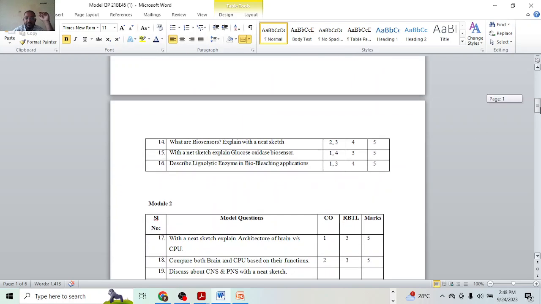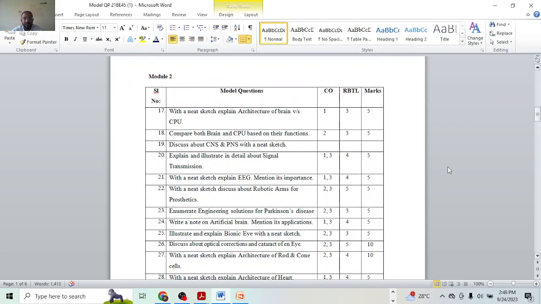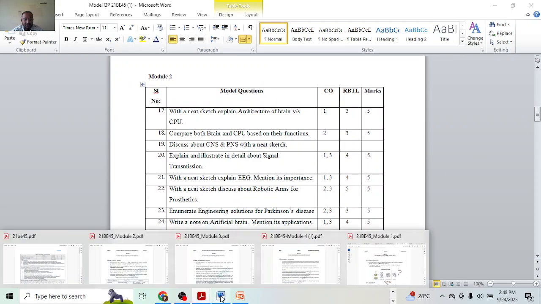So like that you have to define. Here, define protein. You have to only define protein. Don't keep on explaining whatever is there in the introduction. Then you have to just explain any 2 types of engineered proteins, like whey protein or some other plant protein, whatever it is. So understand the concepts, then you will go for it. Module 2 we will discuss in the next class.